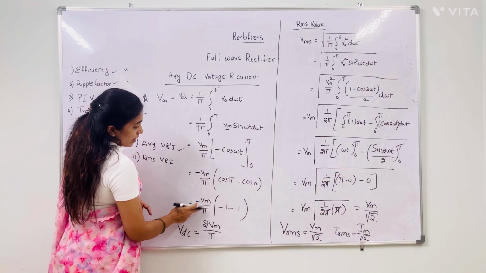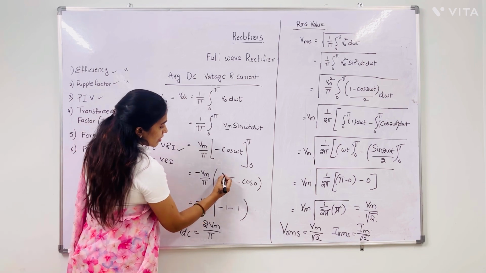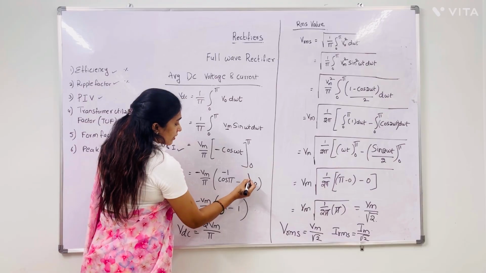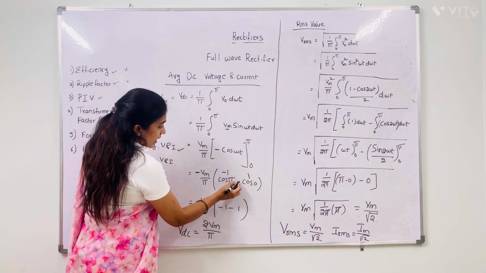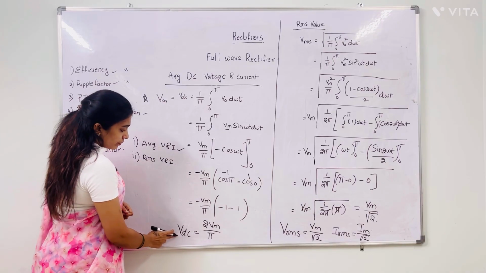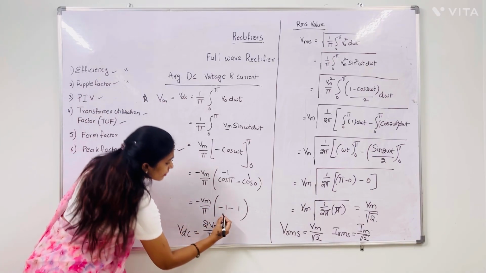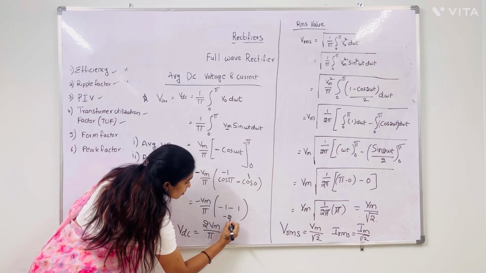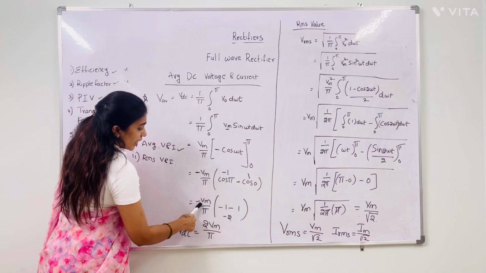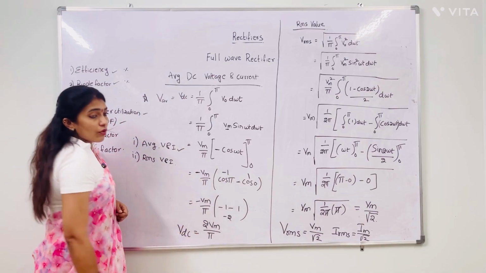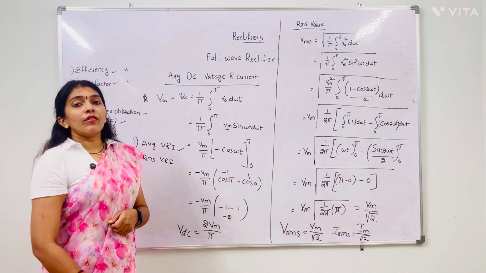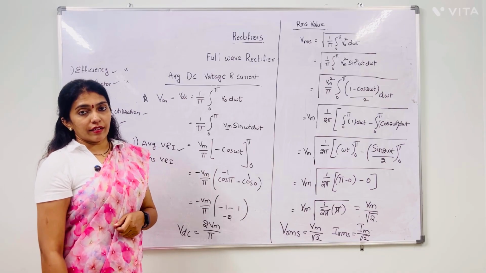Minus Vm by pi, cos pi value is minus 1 and cos 0 value is 1. So minus 1 minus 1, this total gives minus 2. So VDC equals minus into minus, plus 2 Vm by pi. So the VDC value, the average output voltage value, is 2 Vm by pi for the full wave rectifier.